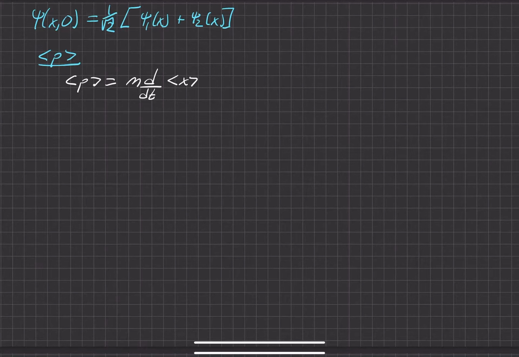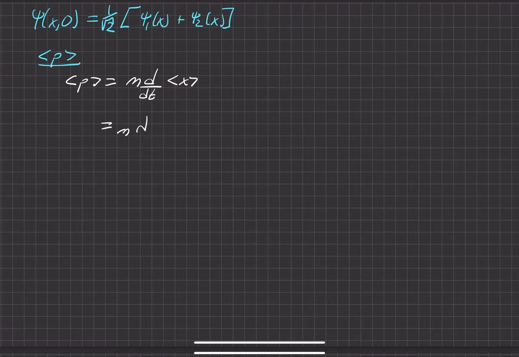In this part of the problem, we're going to find the expectation value of the momentum, and we were hinted at doing it the quick way in the problem, the quick way being the product of the mass and the velocity of the particle. In our case, since we have the expectation value of momentum, it's going to be the time derivative of the expectation value of position, which we found in the previous part of the problem.